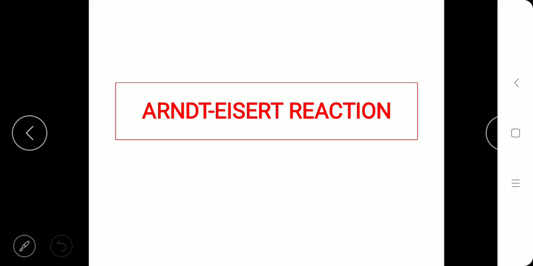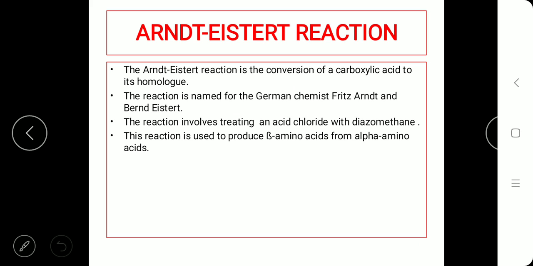Hi students, today we will learn the Arndt-Eistert reaction. The Arndt-Eistert reaction is the conversion of a carboxylic acid to its homologue. The reaction is named for the German chemists Fritz Arndt and Bernd Eistert. The reaction involves treating an acid chloride with diazomethane.